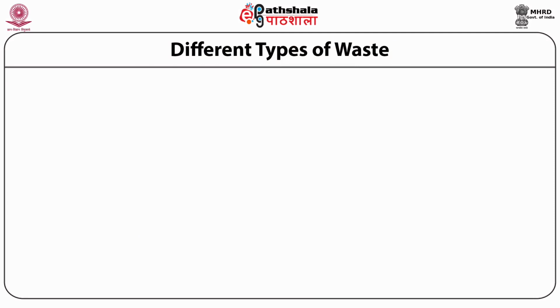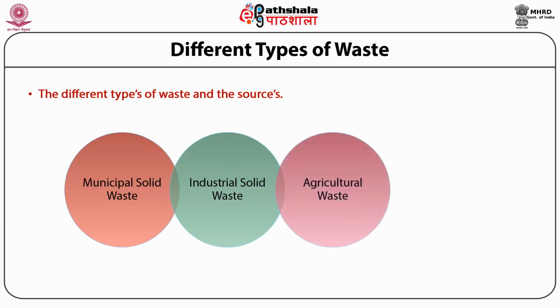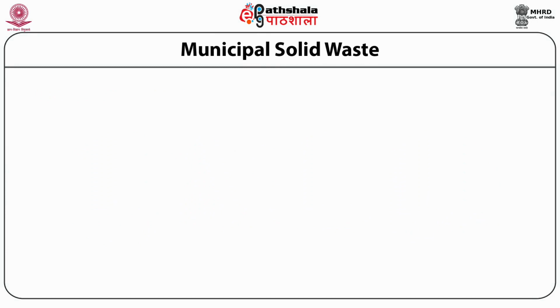Now students, you can see in the video there is a table which summarizes the different types of waste and the sources. For the purposes of this review, these sources are defined as giving rise to four major categories of waste. First, municipal solid waste. Second, industrial waste. Third, agricultural waste. And fourth, hazardous waste. Now let us study these sources of waste in detail. So let us see the first category, which is municipal solid waste.